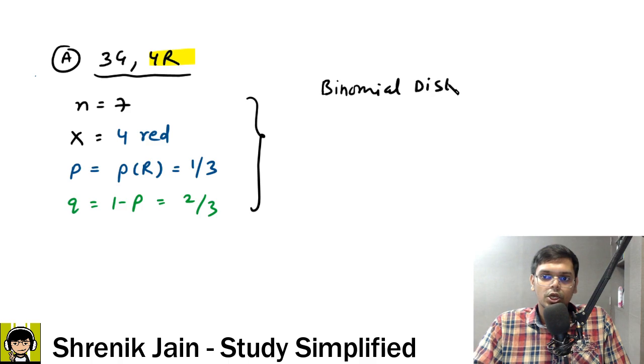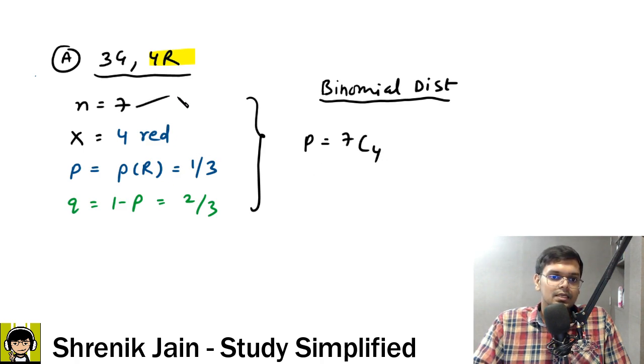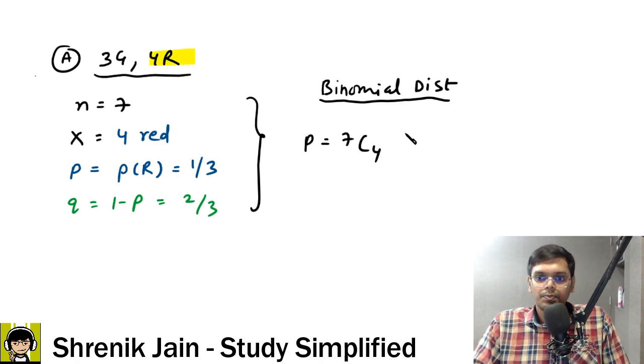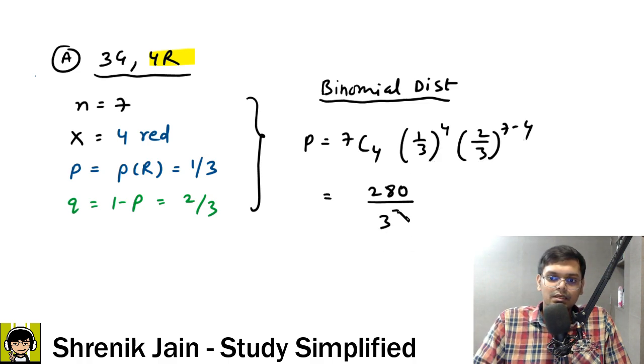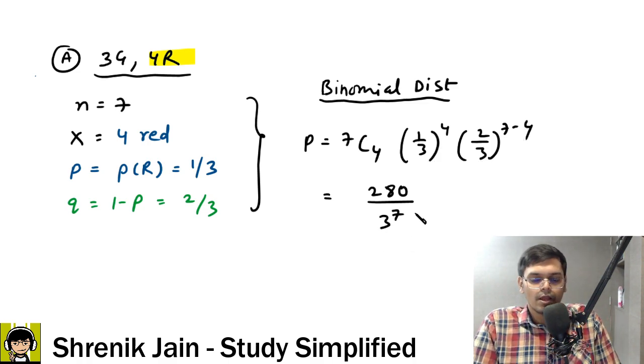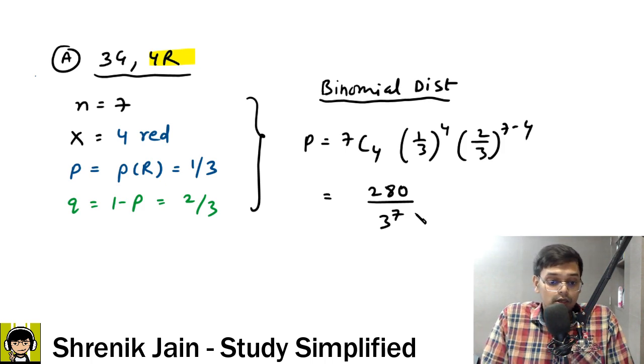Binomial distribution. So as per the binomial distribution, I can say the probability is nCx, here 7C4, then P to the power x, Q to the power n minus x. If you solve it, sir, you will get 280/3 to the power 7. Now this is for option A.